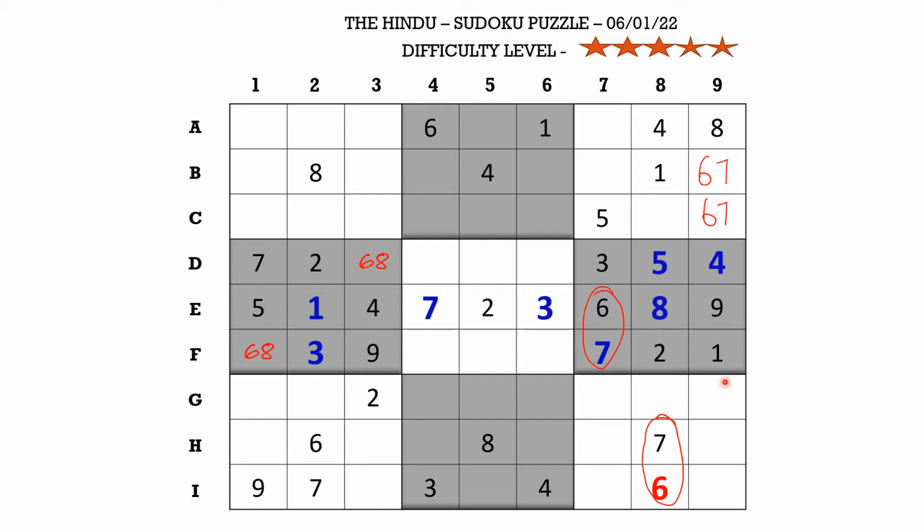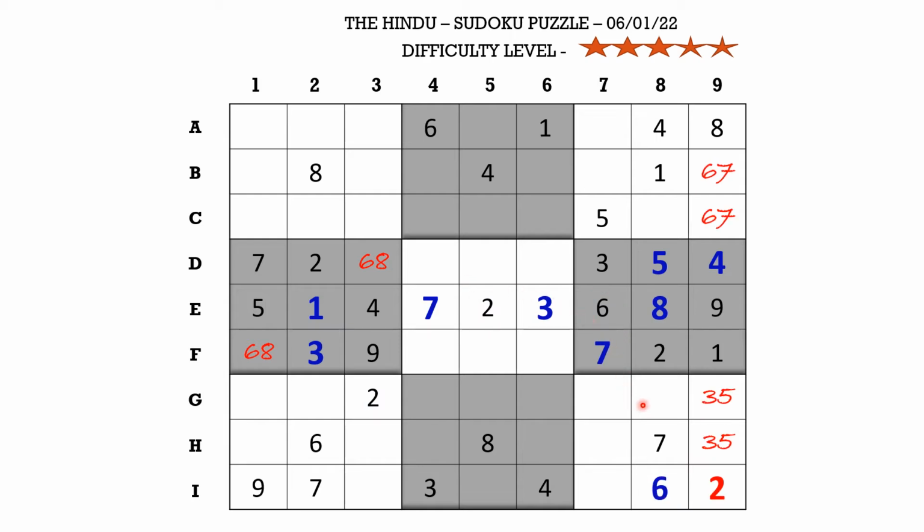Now in column 9, there are only 3 empty cells and the missing numbers are 2, 3 and 5. If you observe block 8, there are 2 2s here, a 2 in E row and a 2 in G row, which blocks these cells. So these are the only 2 cells where 2 can go. Now this 2 blocks this cell and these 2 block this cell. So in column 9, this is the only cell where 2 can be, and 3, 5 go in these 2 cells.